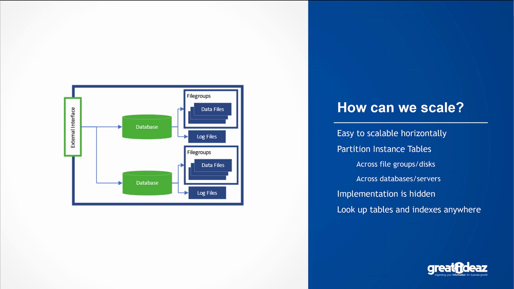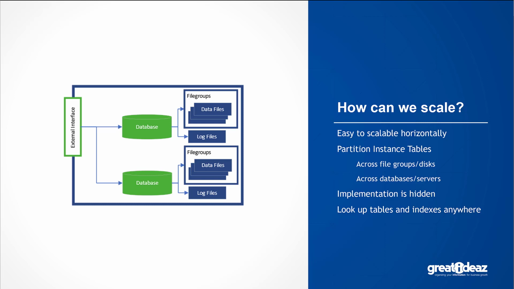On the other hand, scaling data agnostic storage is really simple. I can partition my instance table across multiple file groups and disks if I'm just trying to get IOPS performance in a single physical or VM environment. And I can also move multiple databases across different database servers. It's really simple.